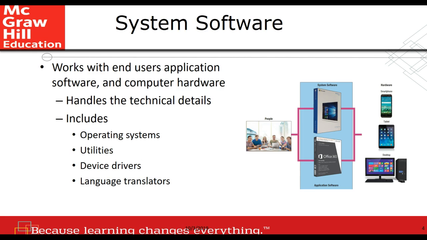Okay, let's talk about system software. What is system software? System software is a program that works with end-user application software. Basically, it controls the activities and the operation of the computers. It handles all the technical details. There are 4 different types of system software. You have operating system, utilities, device driver, and language translator.